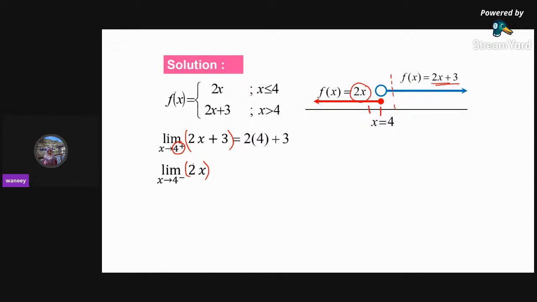So what do we have? It is 2 times 4 plus 3. So 8 plus 3, so this is 11. And then for the other one, we have 2 times 4, so this is simply equal to 8.